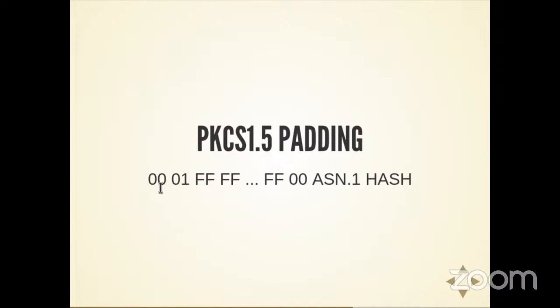This is what happens before you raise it to the d power, or before you apply the RSA operation. So this is just the padding. You have a byte array that's going to start with a byte of 0, then a byte of 1, then a whole bunch of Fs, then a 0 byte, and then this ASN.1 value is a special byte string that tells you which hash function was used to hash the message, and then the final hash.